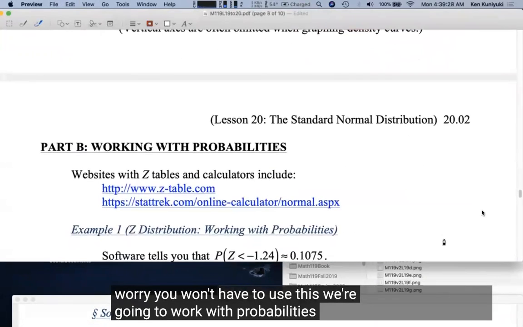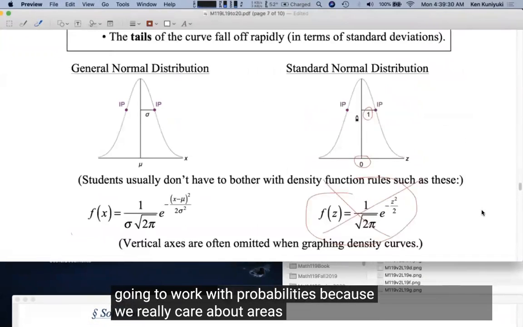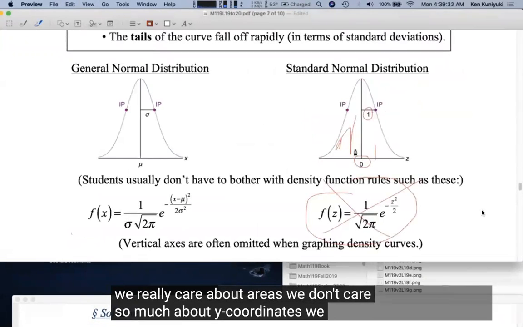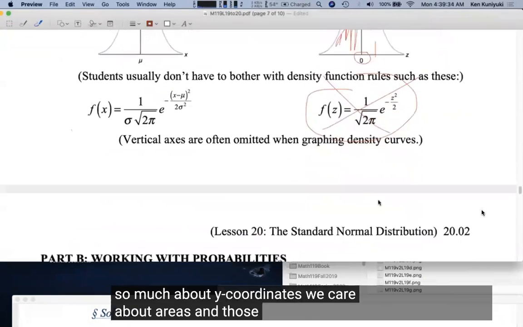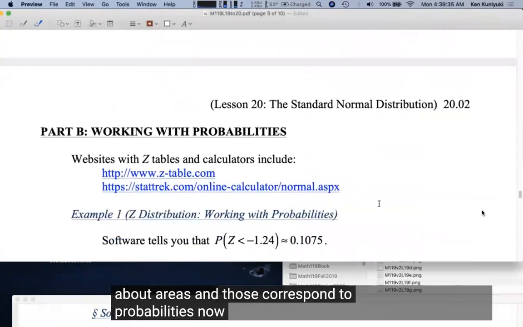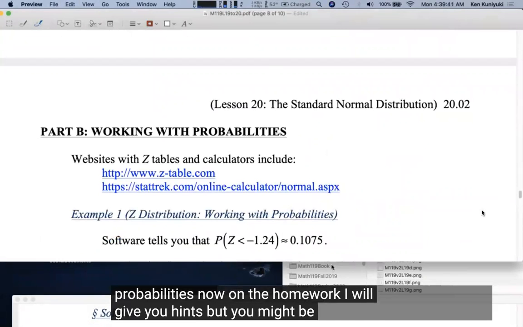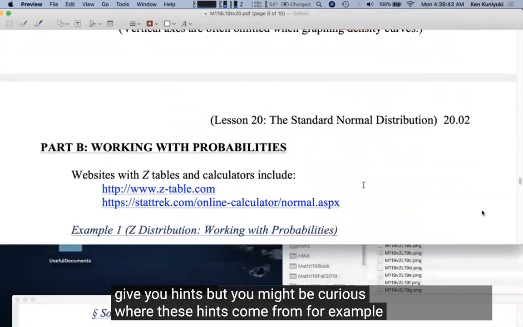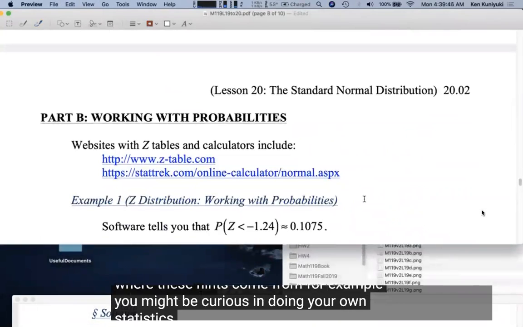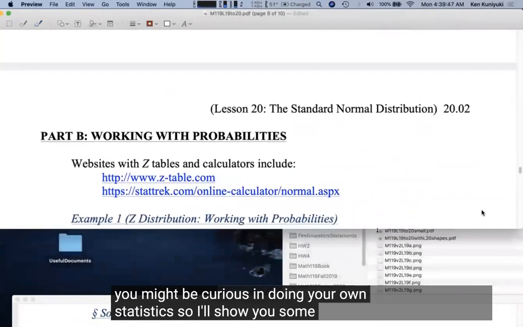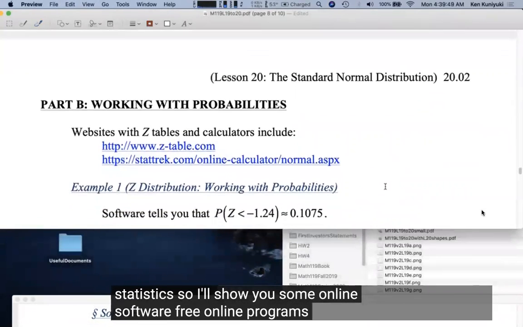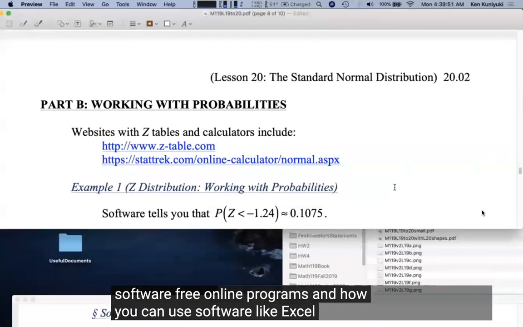We're going to work with probabilities because we really care about areas. We don't care so much about y-coordinates. We care about areas. And those correspond to probabilities. Now, on the homework, I will give you hints. But you might be curious where these hints come from. For example, you might be curious in doing your own statistics. So I'll show you some online software, free online programs, and how you can use software like Excel to find out these hints.